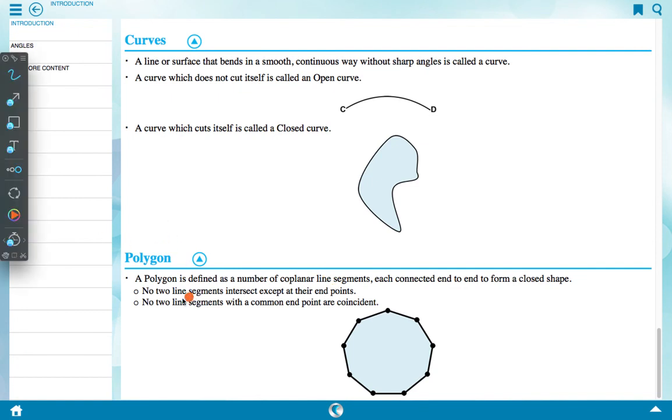Now here polygon. A polygon is defined as a number of coplanar line segments connected end to end to form a closed shape. No two line segments intersect except at their endpoints. No two line segments with a common endpoint are coincident. In this way, see here, this is our polygon. In a polygon, the number of sides may be different, various.